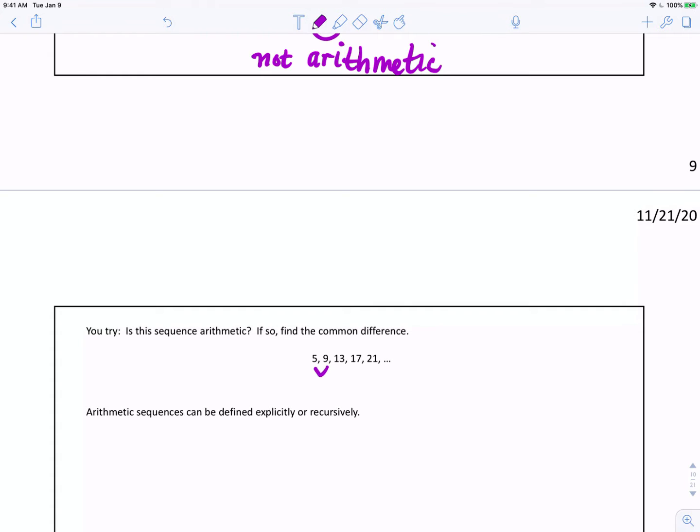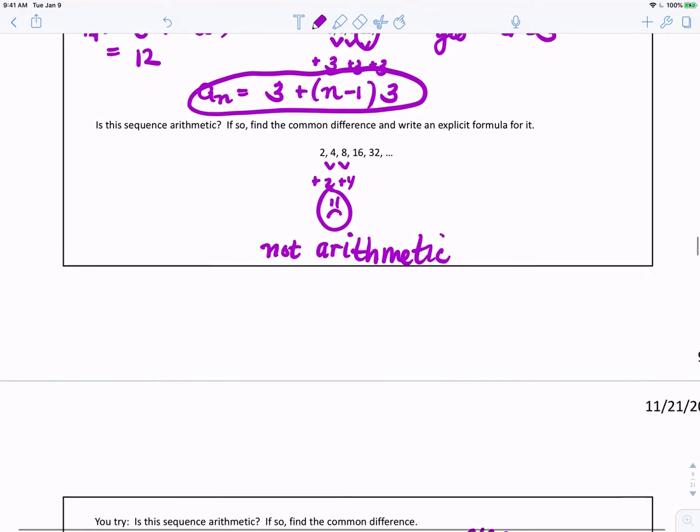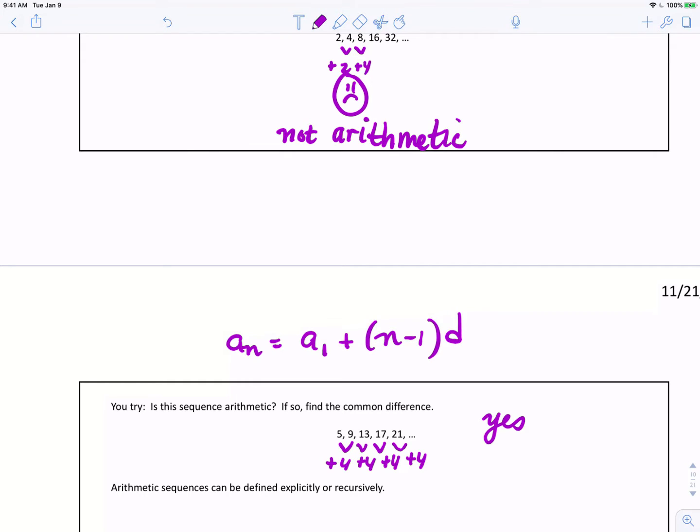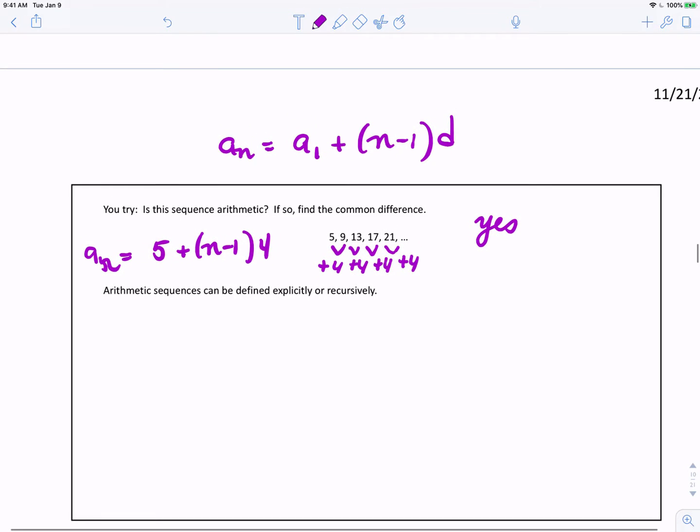All right, let's check your work. So between these two, we add 4. Between these two, we're always adding 4. So the answer to that was yes. You weren't asked to, but let's go ahead and practice writing an explicit formula for the sequence. Remember, a sub n is equal to the first term plus n minus 1 common differences. So we could write this sequence as a sub n is equal to the first term plus n minus 1 times the common difference, which is 4. So arithmetic sequences can be defined explicitly or recursively, just depending on which you want to do.